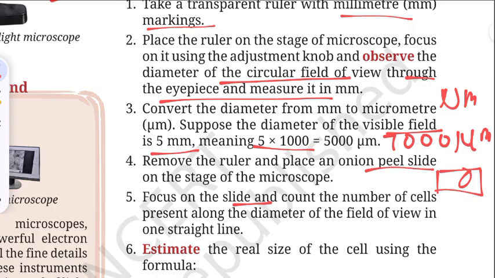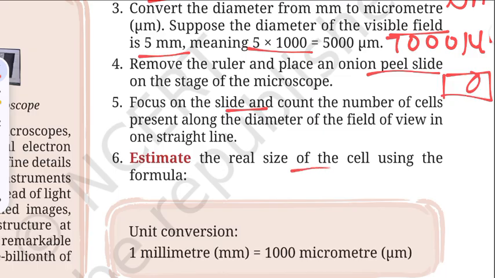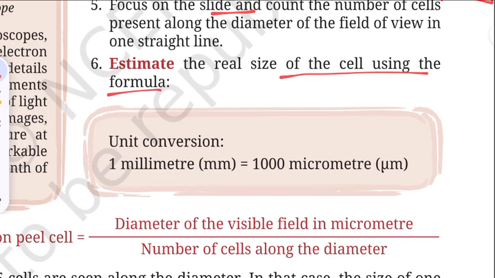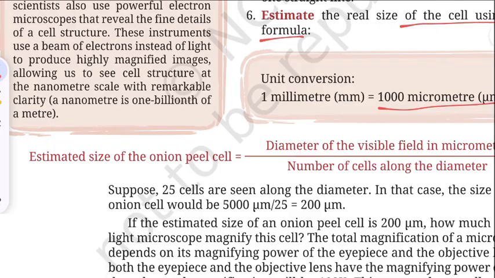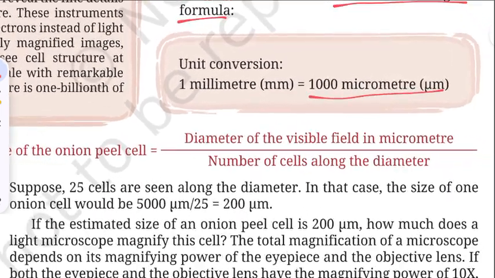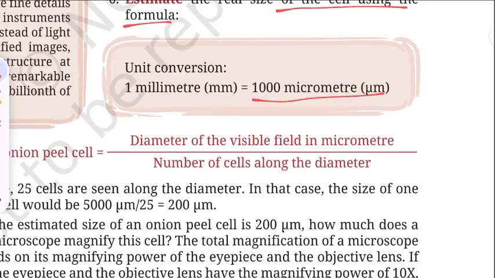peel. Fine. Now focus on the slide and count the number of cells present along the diameter in a straight line, and estimate the real size of the cell using this formula. How will you? 1 millimeter equals 1000 micrometer. And if you need to find out the estimated size of the onion peel cell, it is the diameter of the visible field upon number of cells along the diameter.